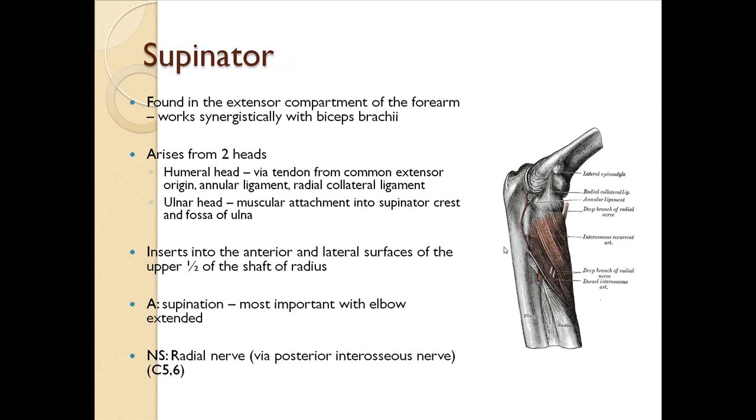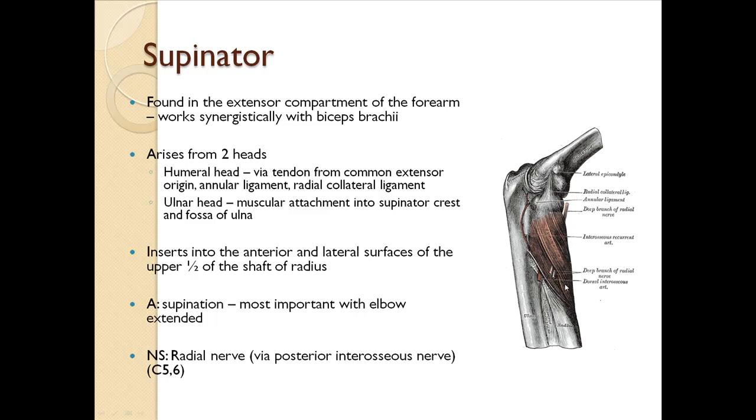Going around the back, here we can see supinator that assists biceps in producing the supination of the forearm. Again, it has two heads. The humeral head, which arises from the common extensor origin, so the lateral epicondyle and lateral collateral ligament, and also partly from the annular ligament. And then it has an ulnar head that attaches onto a crest called the supinator crest here on the lateral aspect of the ulna itself.